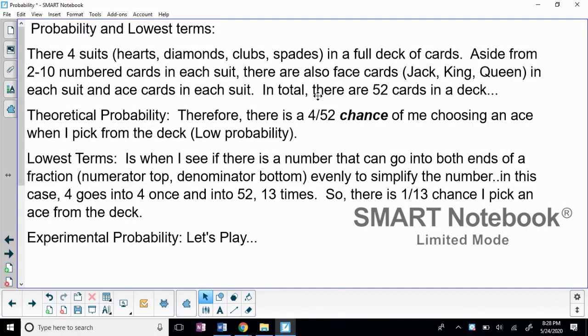So instead of saying 4 out of 52, I can simplify it by saying 4 goes into 4 once, 4 goes into 52 13 times. So now I can do my probability experiment. I have my theoretical probability. There is a 1 in 13 chance that I pick an ace from the deck. Okay, so theoretically, when I show you 13 cards based on the lowest terms of this idea, one of the cards that I show you should be an ace.